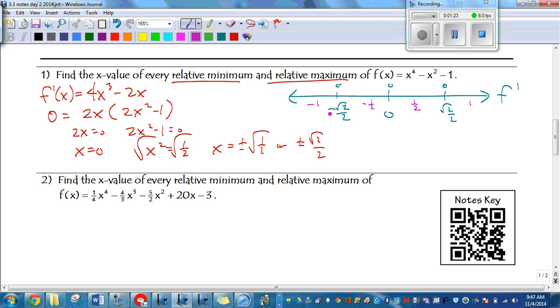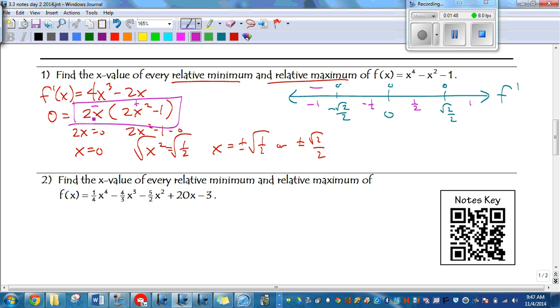So I'm going to put negative 1 into our derivative over here and figure out what kind of sign we get for our answer. So 2 times negative 1 is going to give us a negative number. If we put negative 1 in here, negative 1 squared is 1, times 2 is 2, minus 1 is positive 1. So we're going to have a positive. Negative times a positive gives us a negative for that interval.